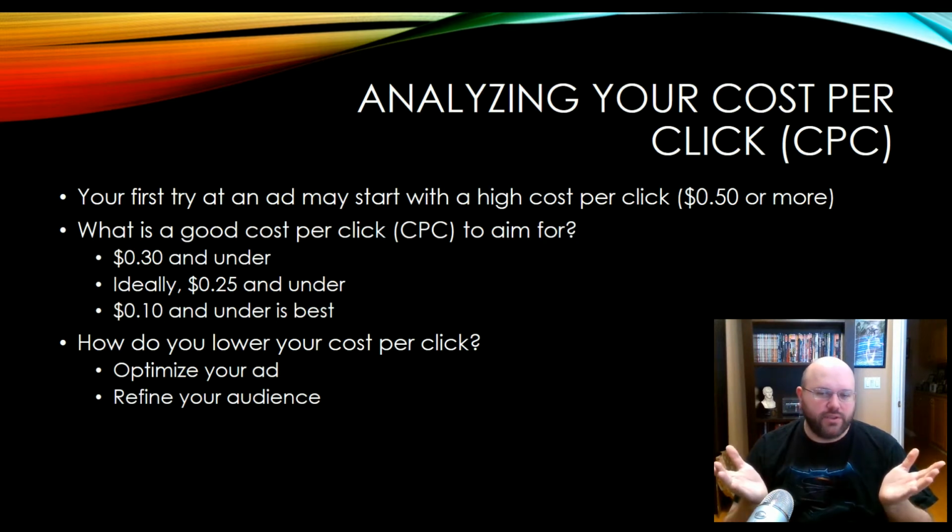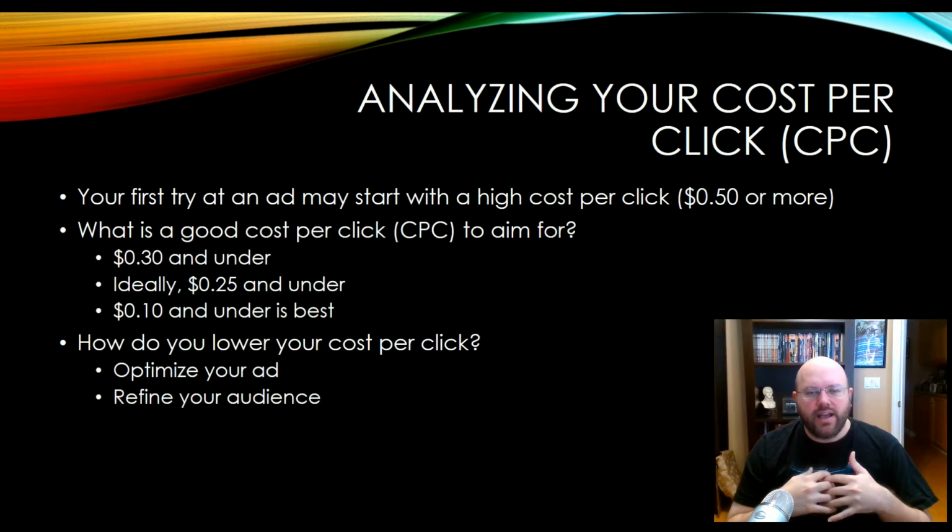So if that's high, what is a good cost per click to aim for? Well, basically to start off with, I would say you want to aim for 30 cents a click and under. So if your ad is getting you clicks at around 30 cents, give or take, you're doing pretty good. It's a good start. Ideally, you'd want your ad to be getting cost per clicks at around 25 cents and under. So if you're paying $0.25 a click, that's basically pretty good. It's not prohibitively expensive, and it can be improved, but you're not breaking the bank at 25 cents a click.